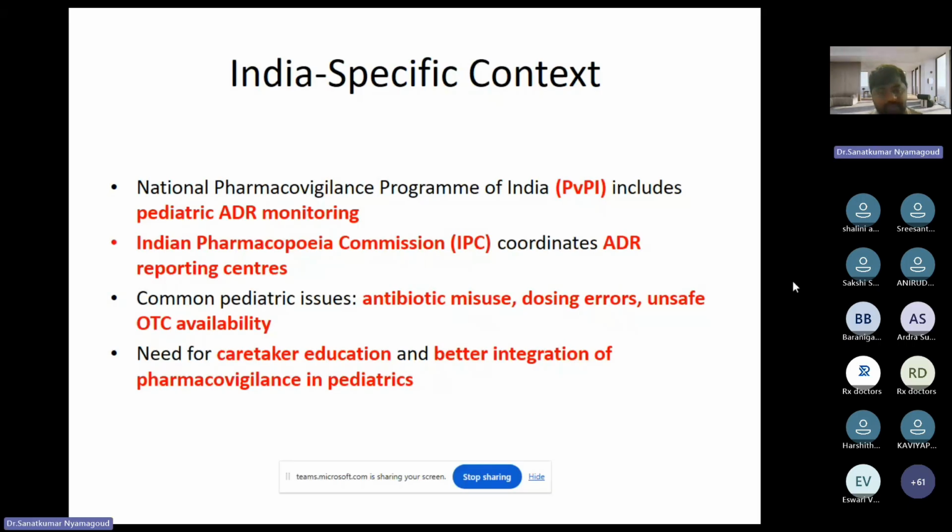So what we need to understand in the Indian specific context is that we need to educate the caretakers also, not only a mother or father, but anybody in the family who is readily available to the pediatric population at home, or anybody who is providing medication to the baby. We should be able to educate them regarding this, and we should integrate pharmacovigilance in the pediatric department. Then only can we understand the concept of medication error which led to the adverse reaction.